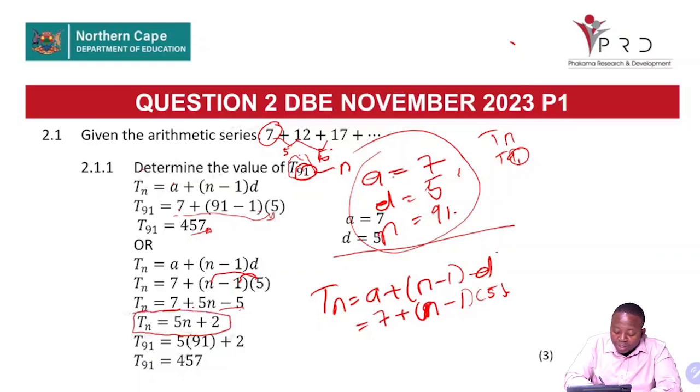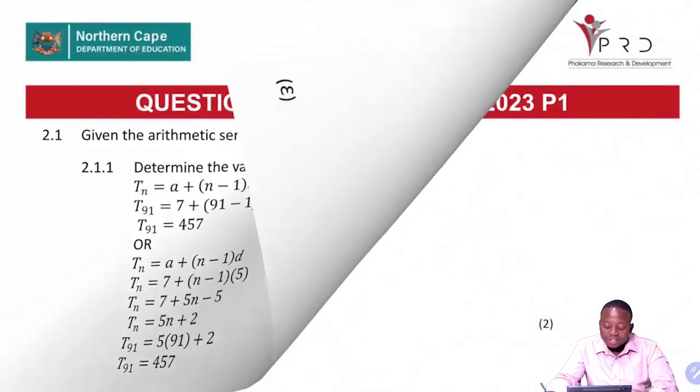Thereafter, now we're looking for T91. So Tn, T91, in the space of n, we'll now replace it with what? With 91. So we'll now say 5 times 91 plus 2. Then we get T91 as 457.